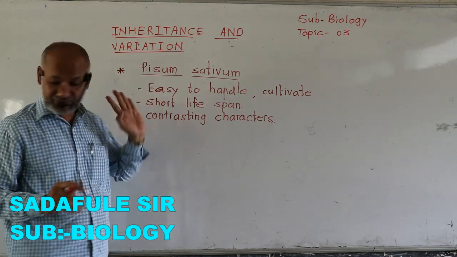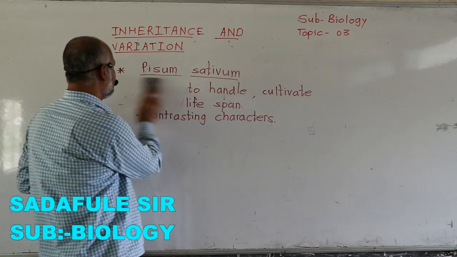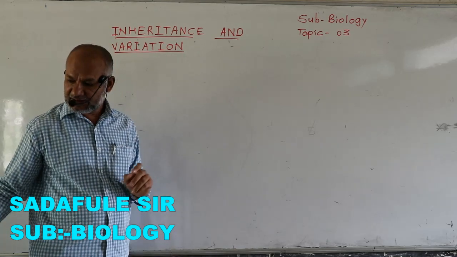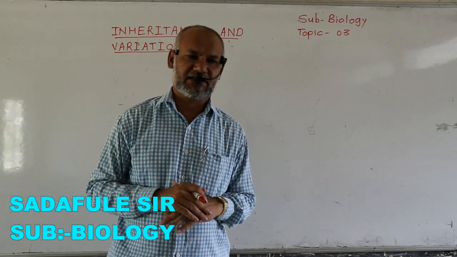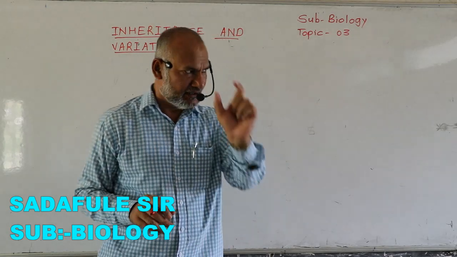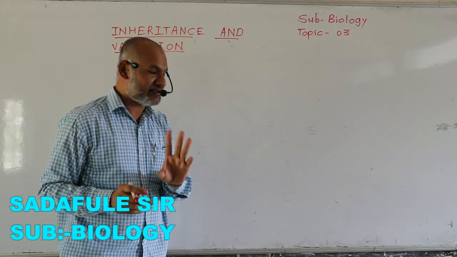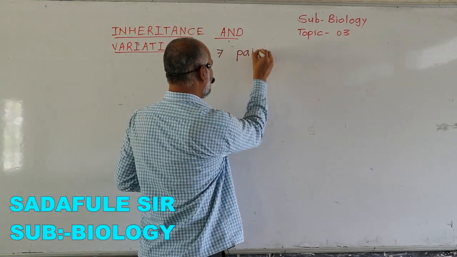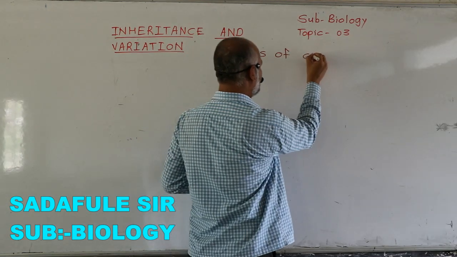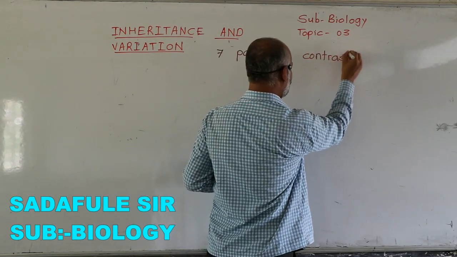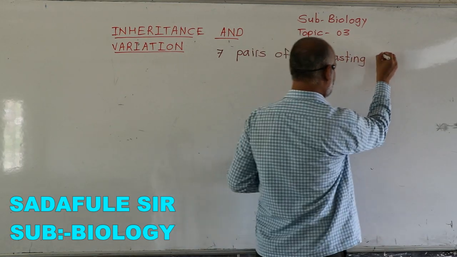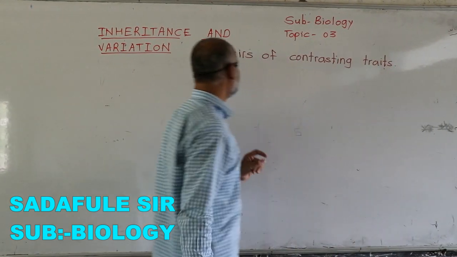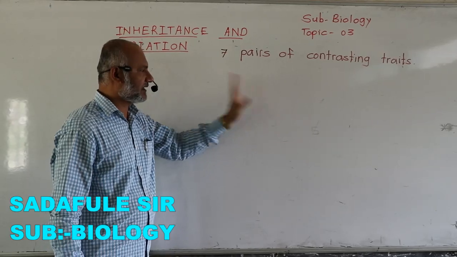Another important feature of this pea plant is that it shows easily observable pairs of contrasting characters. Okay, last point. We have to study these characters. Mendel studied 7 pairs of contrasting traits in pea plant.